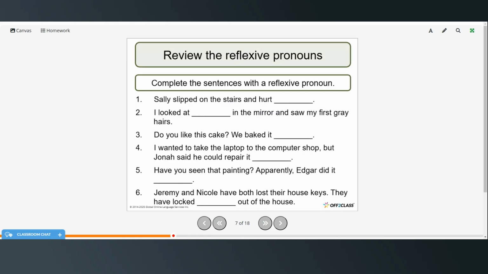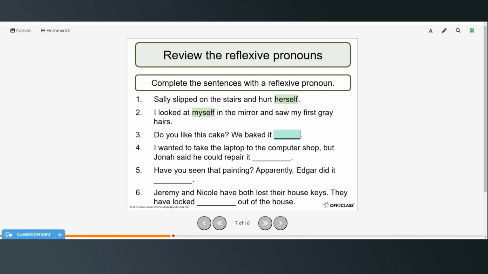Alright, so now pause the video and try to complete these sentences with a reflexive pronoun, and then restart when you're ready to check the answers. So Sally slipped on the stairs and hurt herself. I looked at myself in the mirror and saw my first gray hairs.